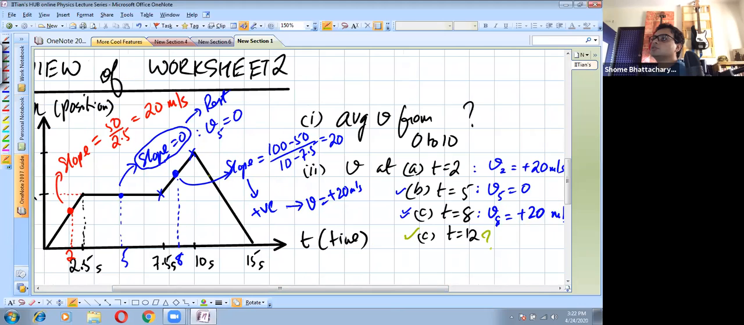To help you, I'll show you that 12 seconds is somewhere over here. 12 seconds is the time somewhere over here. So now just figure out this part of the graph. This last straight line of the graph, which is there between 10 and 15 seconds, what's happening? The velocity is again constant. Yes, correct, Sona. But what kind of velocity is it? It's negative because the x-coordinate is decreasing.